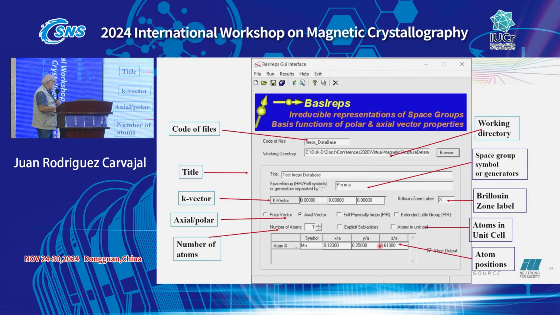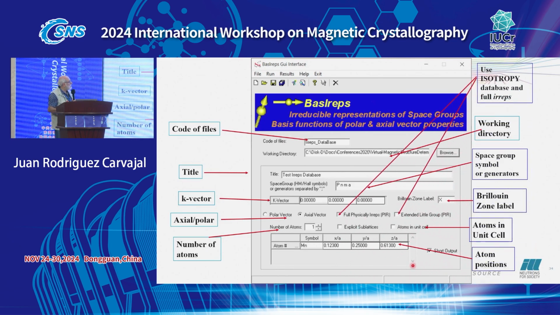And then finally, you have to provide an atom symbol and an atom position, because the calculation will be done for this particular position. Then that's all. In principle, you have everything here. And as I told you, we can use isotropy if we click one of these boxes here, isotropy database and full reps. We can use that. Then the BasIreps is just something for informing you.